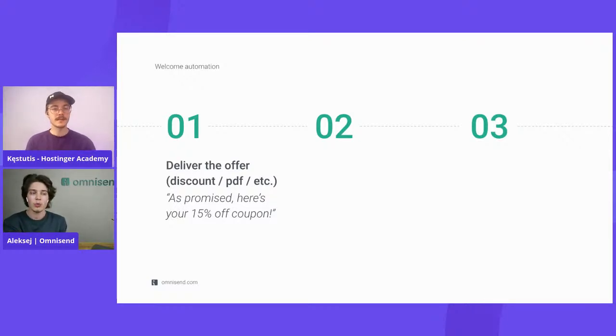In email number 1, or you can rearrange these whatever way you want, the first email always has to have the offer that people signed up for: the discount, the PDF, etc. As promised, here's your 15% off coupon.